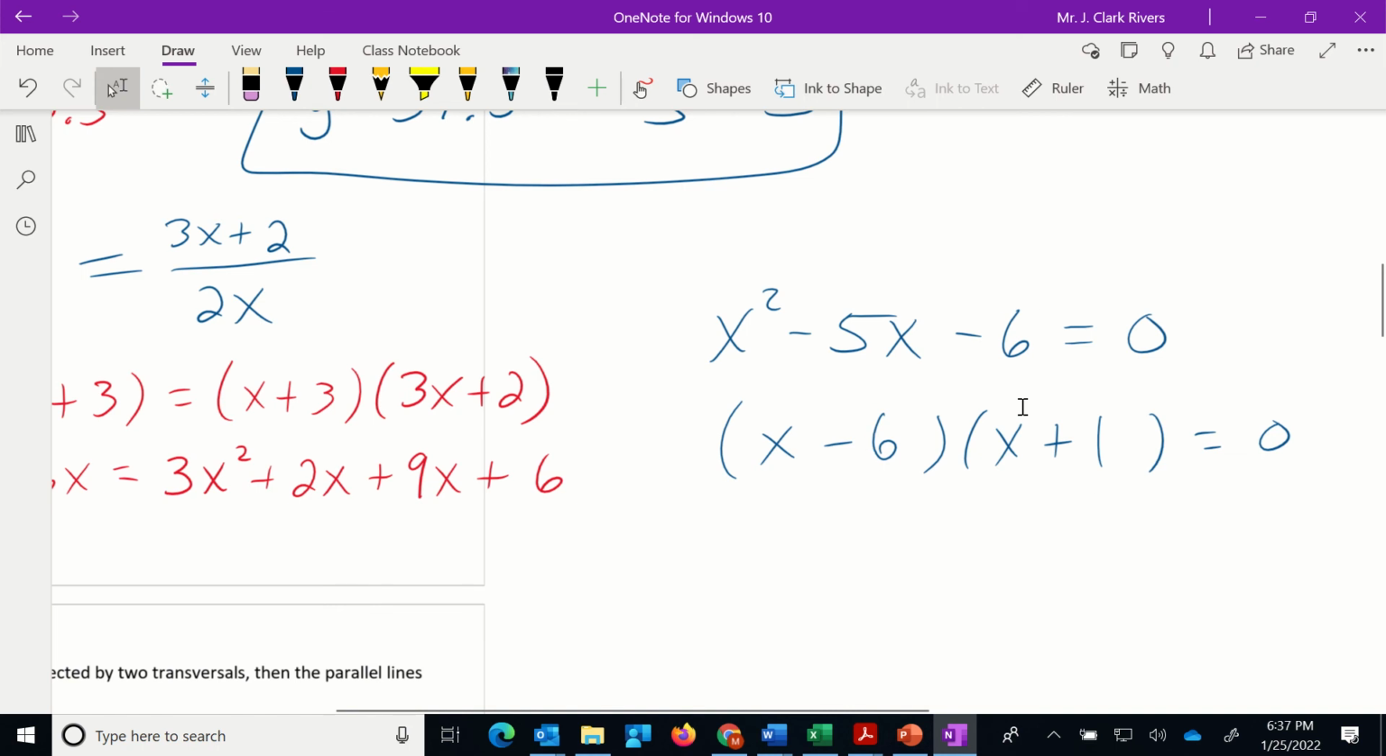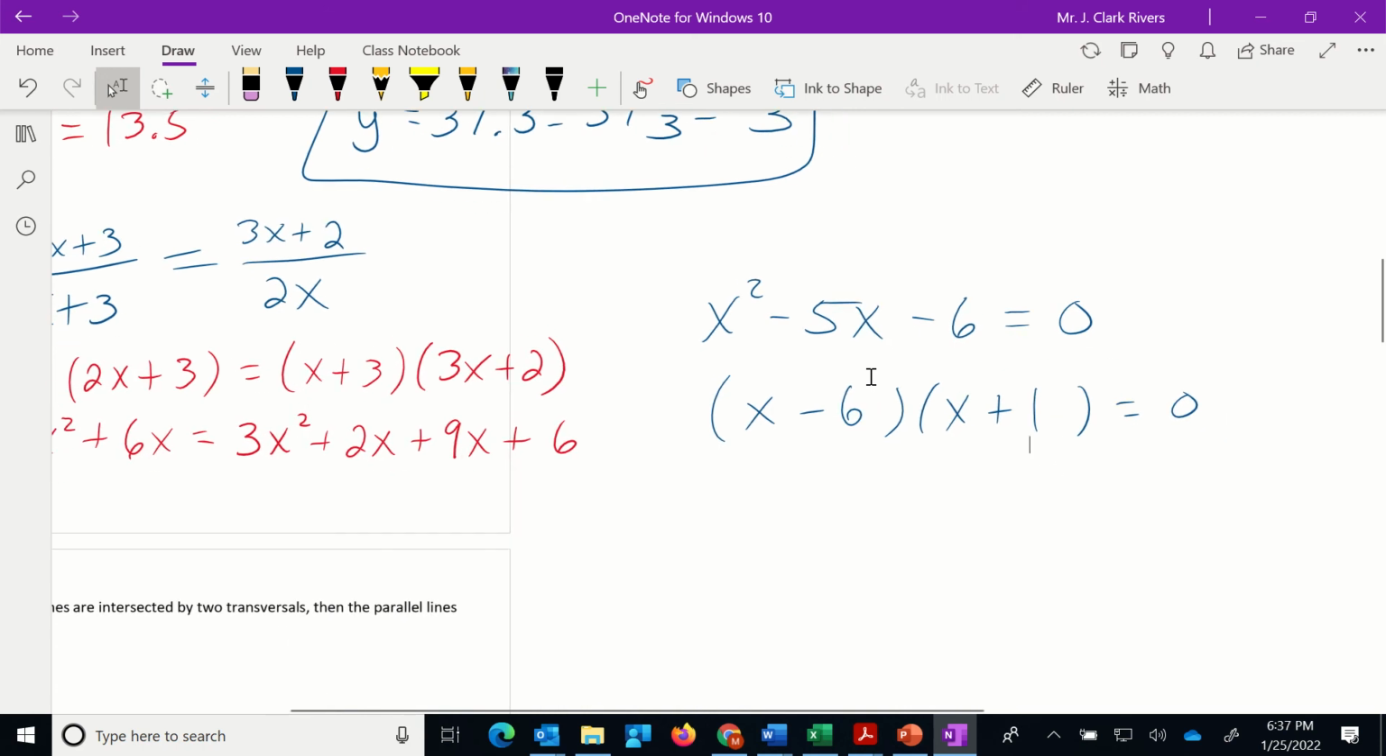Negative 6 plus 1 is negative 5. So there we go, we have factored this. All right, so now let's solve. X can equal 6 or x can equal negative 1.